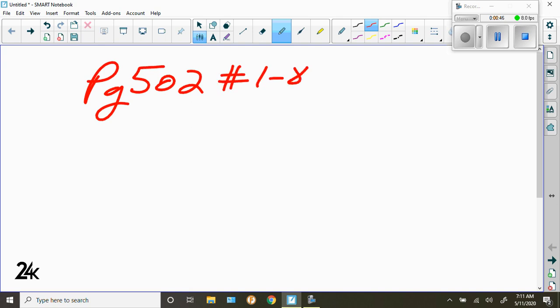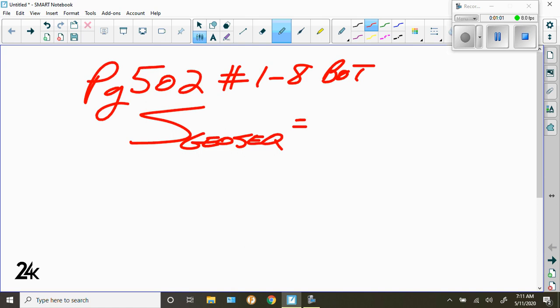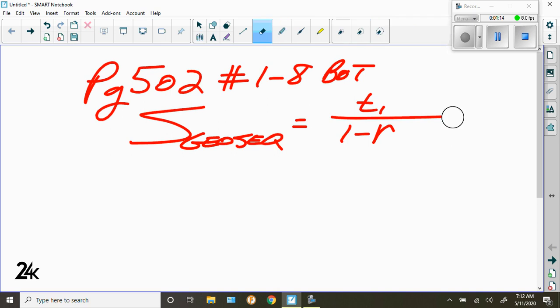1 through 8, bottom. Okay? And the only equation that I'm using, so this is the sum of a geometric sequence, is first term over 1 minus r. Okay? Whoa. 1 minus r. It's a pirate equation. Okay, so it's a geometric sequence. Here we go, y'all. These are the answers for this.